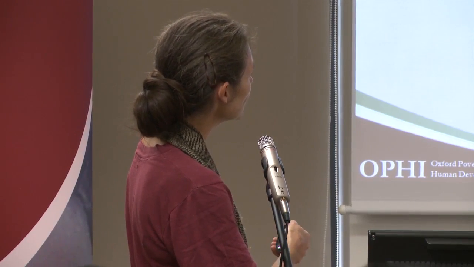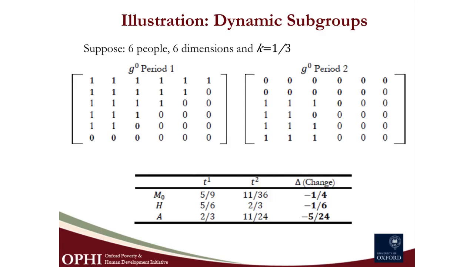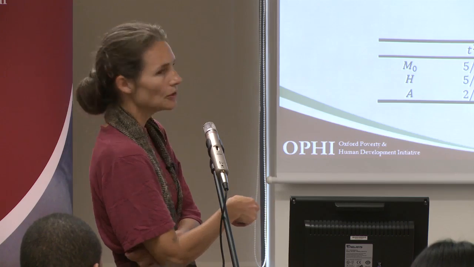I won't go through the 6-person example, but I'll simply tell you what the example says so that you are aware of it. These are 6 people in the rows, and the columns are different deprivations, and this is their deprivation, their G0 matrix, censored in period 1 and in period 2. And what you see is that in period 1, person 1 and person 2 were poor. But in period 2, person 1 and person 2 were non-poor. Persons 2, 3, and 4 were poor in both periods, but persons 2 and 3 lost a deprivation, and person 5 gained a deprivation. Person 6 was non-poor in period 1, but became poor in period 2.